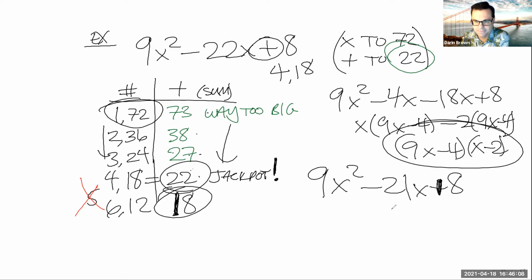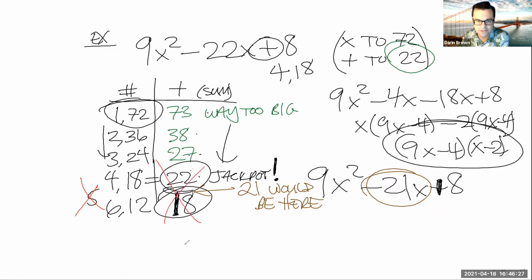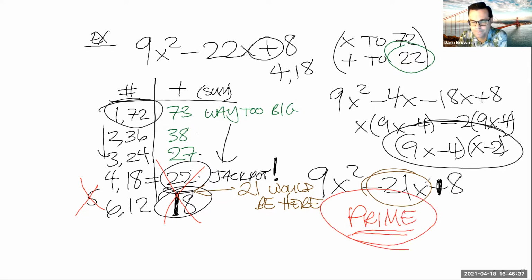Why? Because if 21, if that's what I'm looking for here, 21 would be here, but it's not. So since 21 is not there, that means it just doesn't work. I can't find those two numbers, and so I'm going to conclude this is prime. So 9x squared minus 21x plus 8 is prime.